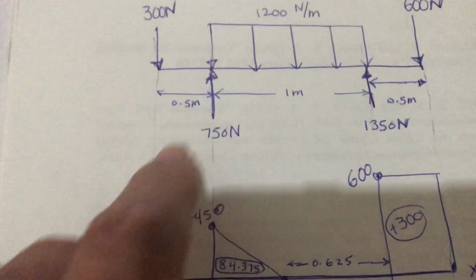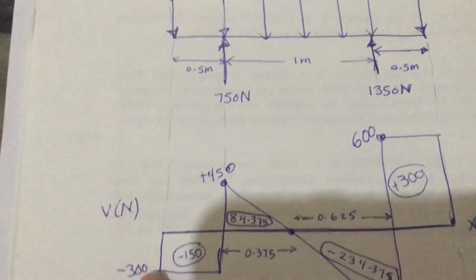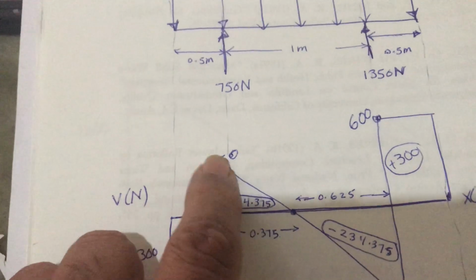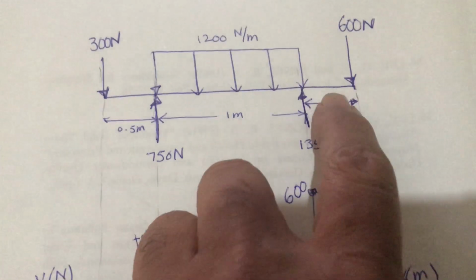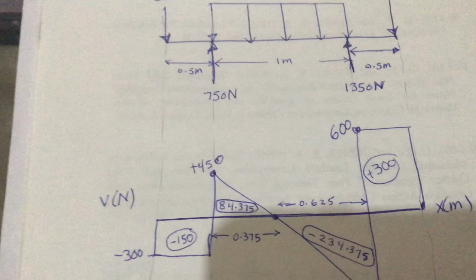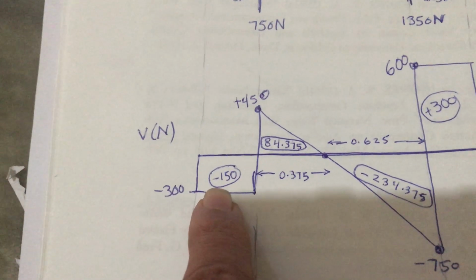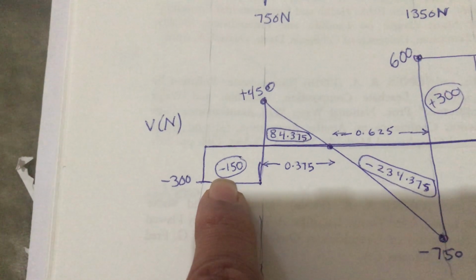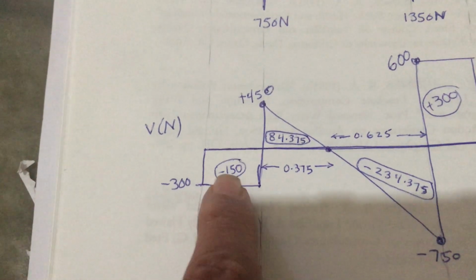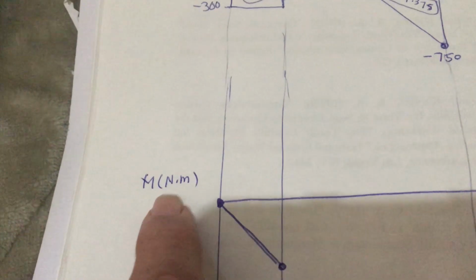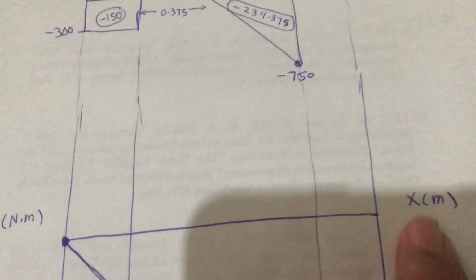Remember, if there's no loading, the shear is uniform. If there is normal or uniform loading, the shear would be linear. No loading, uniform. Now, if you have a uniform loading shear, the moment is going to be linear. So here, you could look, this is the moment, minus 150. So first of all, you do moment, Newton meters, and x in meters.